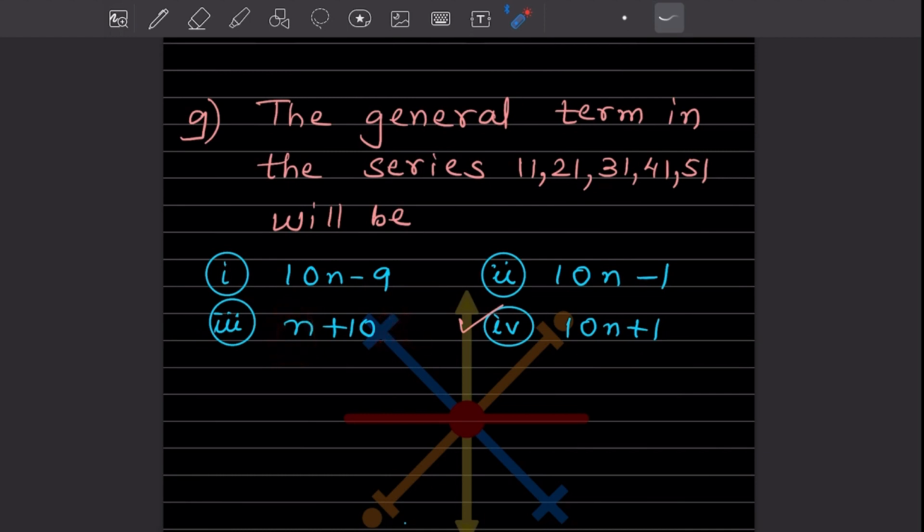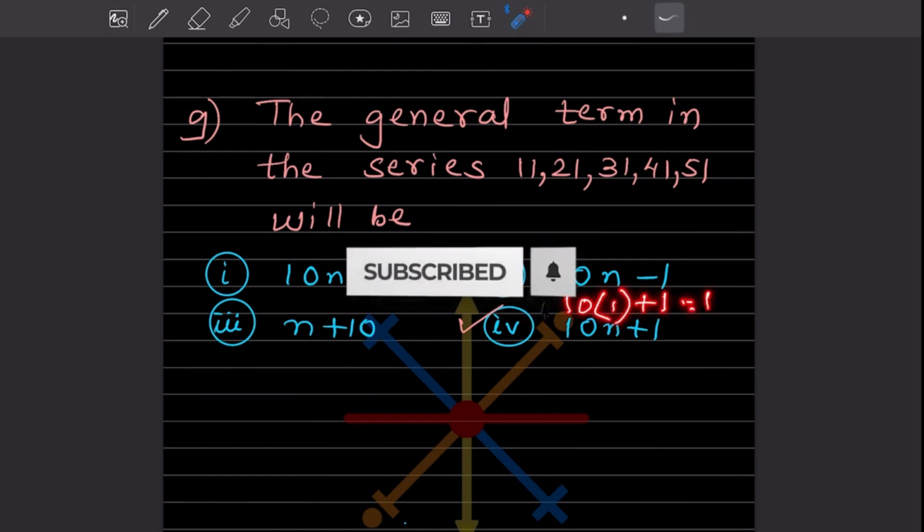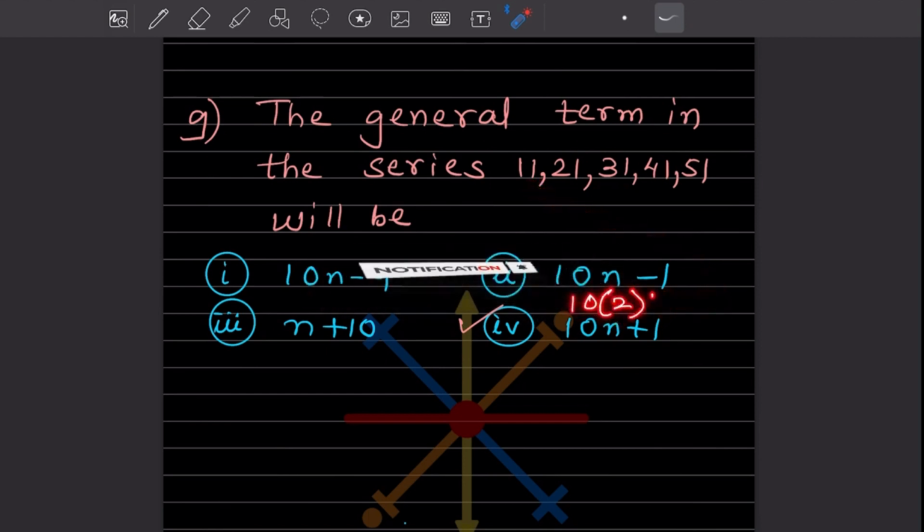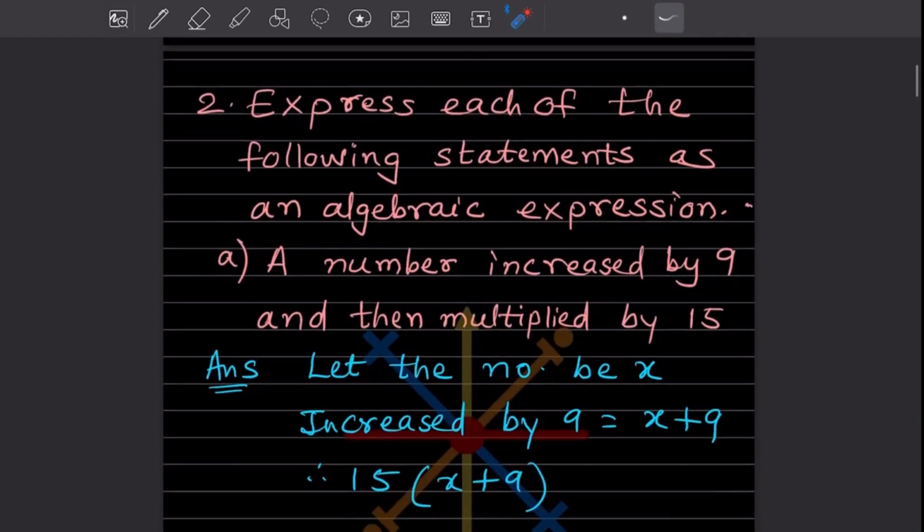Now let us look for the next one. So we are putting here 10 into 1 plus 1. So that is going to be 10 plus 1, that is 11. So this is same. Again, if you are putting 10 into 2 plus 1, because for the second term we'll put 2, right? So here 20 plus 1, that is 21. It's satisfied. Again, once we will try one more. 10 into for the third term is 3 plus 1, 10 into 30. 30 plus 1 is 31. So it's satisfied. So this is the correct option. Hope that is clear. Now we will go for the next one.